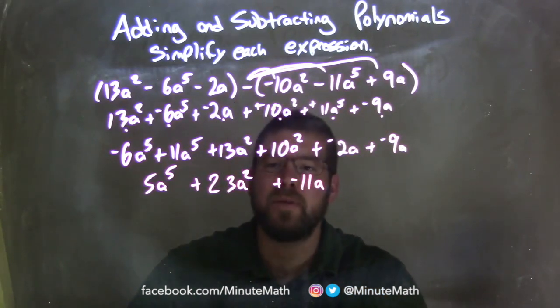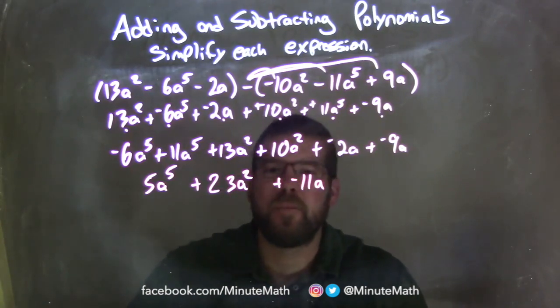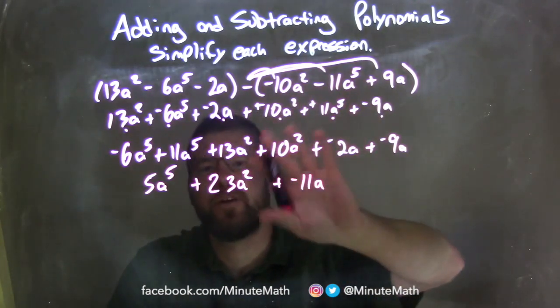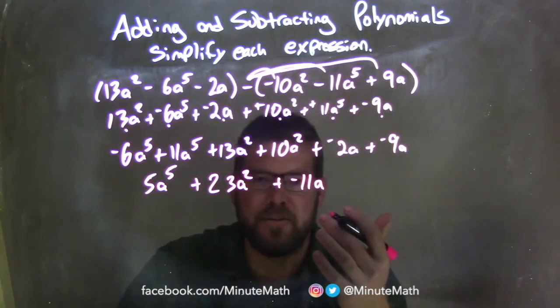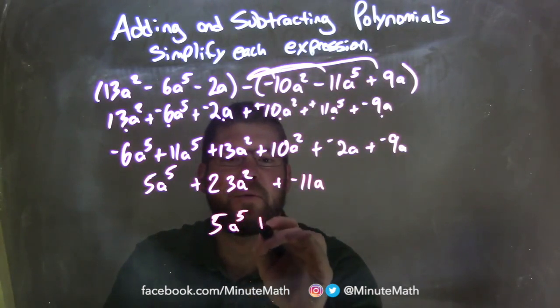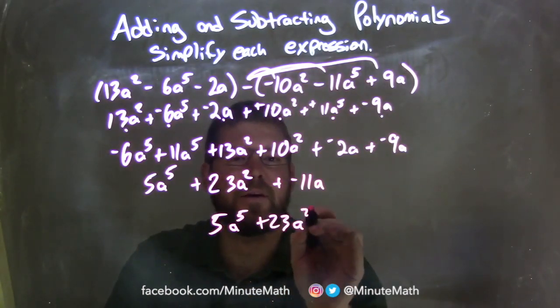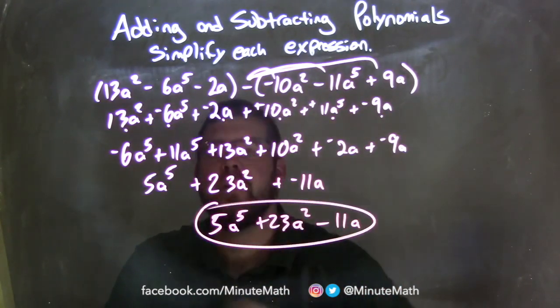Now I'm going to rewrite this. For my final answer, instead of adding a negative, I'd like to have a subtraction sign. I find it easier to solve when it's adding a negative, and then I'll simplify, and at the end I like to make it back to subtraction because it looks nicer. So we have 5a to the fifth plus 23a squared minus 11a. And there we go. Our final answer.